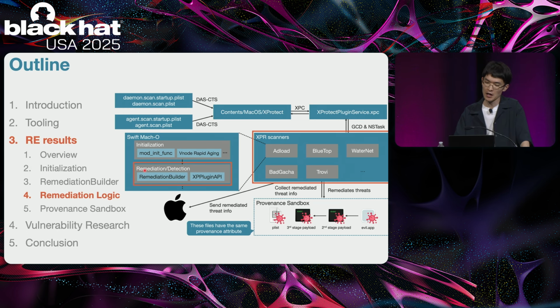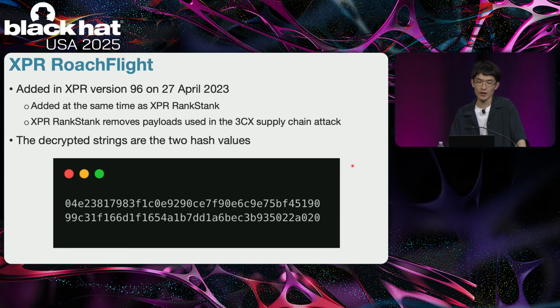All right, so let's take a closer look at the remediation logic of each scanner. Let's start with RoachFlight, which was introduced at the same time as XProtect. XProtect is designed to remove the payloads using a 3CX supply chain attack. As for XProtect, its decrypted strings are just two hash values. But what are these useful for?